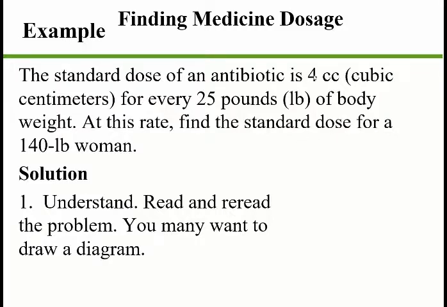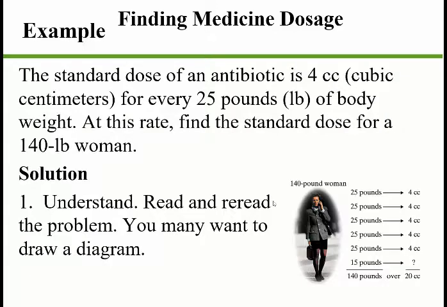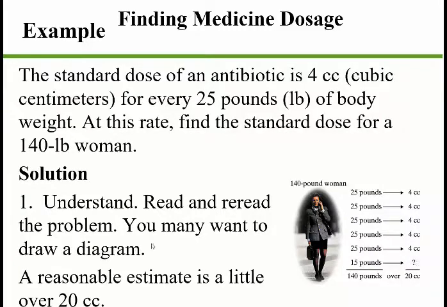So we know the ratio here is 4 cc's to 25 pounds. And I know the person is 140 pounds, so I want to find the cc's here. All right, so we can see here with the diagram, take a 140-pound woman, 25, 25, that's 50, 100 pounds, 125 pounds, 4, 8, 12, 16, 20, all right? So it's going to be something, I think, over 20 cc's here. All right, so an estimate is a little over 20 cc's, a reasonable estimate here.